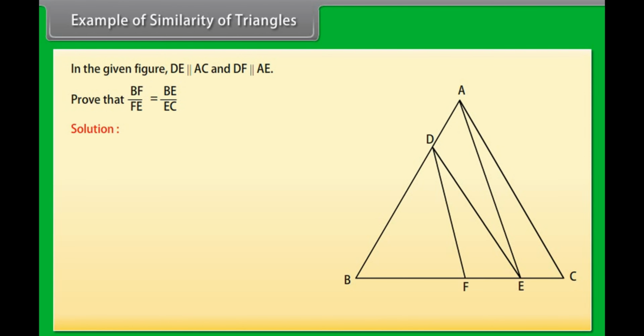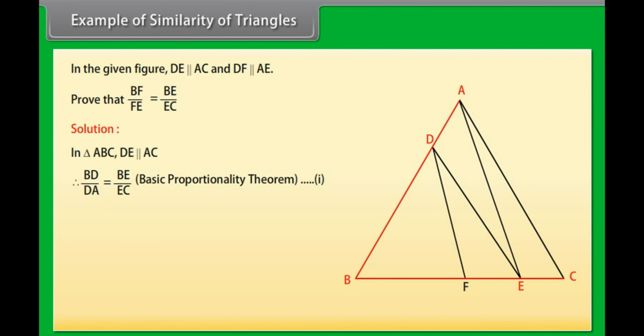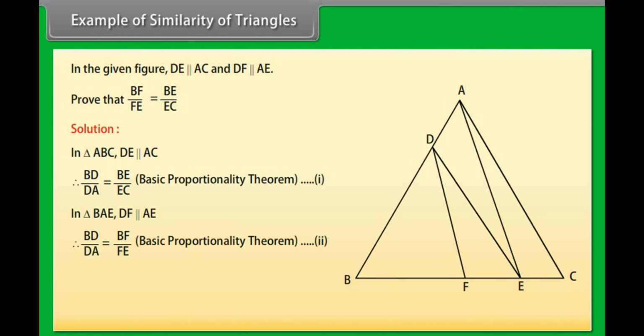Solution. In triangle ABC, DE is parallel to AC. Therefore, BD upon DA equals BE upon EC by basic proportionality theorem. Mark it as 1. In triangle BAE, DF is parallel to AE. Therefore, BD upon DA equals BF upon FE by basic proportionality theorem. Mark it as 2. Now, from first and second, we obtain BE upon EC equals BF upon FE.